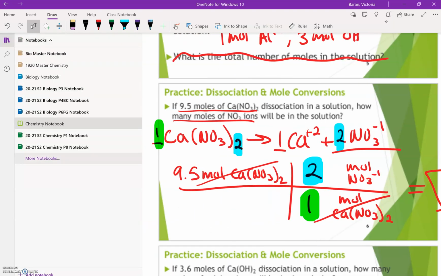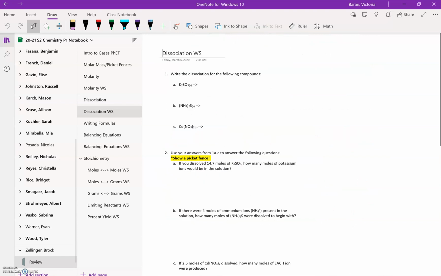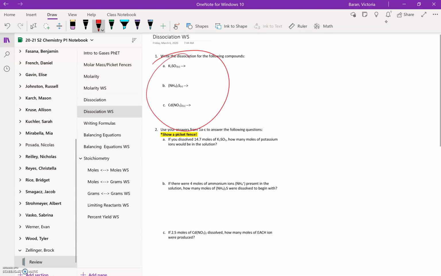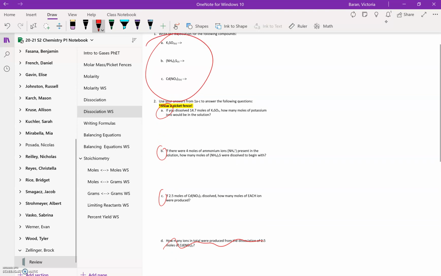Now, for your practice, for the dissociation worksheet, you have these 3 equations, which you'll write the dissociation for, and then you'll use those equations to help you answer these questions here, okay? You can actually skip this question, how many ions in total were produced. You could skip that one. But these 3 here will be the picket fence, and you're just going to use the balanced equations that you wrote up here to answer those 3 questions.